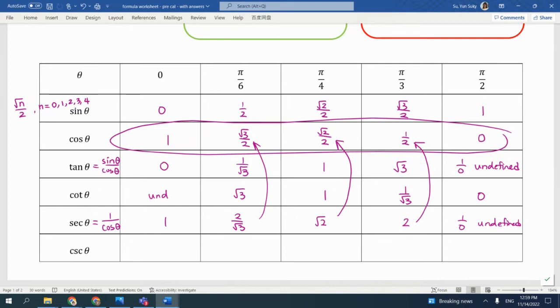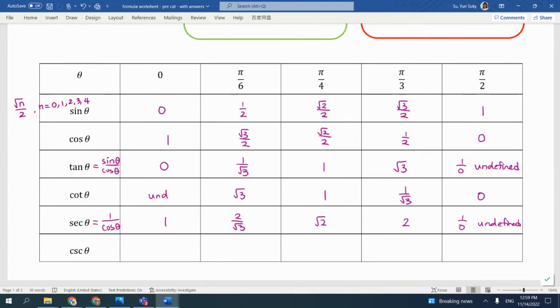Okay. So this is how we figure out the tangent values. Sorry, secant values, I mean. How about the cosecant? Same values as the secant, but in reverse order, right? So we have undefined, 2, root 2, 2 over root 3, and 1.